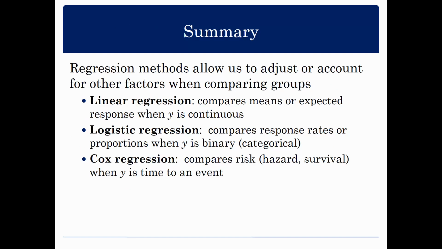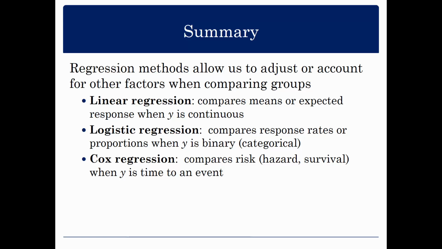In summary, the regression methods that we've discussed today allow us to adjust or account for other factors when we're comparing groups. Linear regression compares the means or expected responses of different groups, when y is continuous, your outcome is continuous, and maybe you want to adjust for other prognostic factors in the relation, or confounding factors.